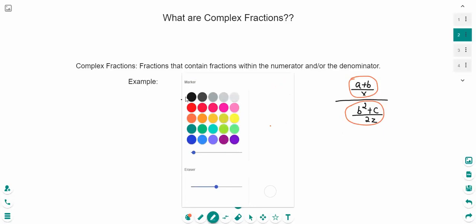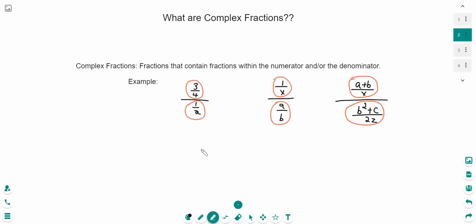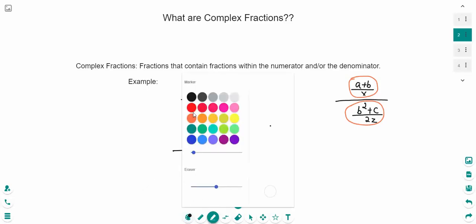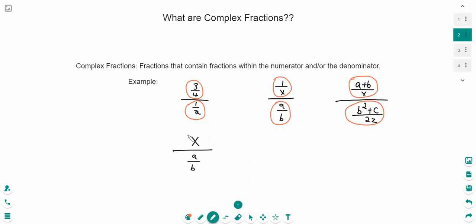All right. Now, I could throw a couple more examples out here. What if I have x over a over b? This would also be a complex fraction. There is not a fraction in the numerator. It's just an x. But we do have a fraction in the denominator. So that still would constitute a complex fraction. All that's needed is either the numerator or the denominator has a fraction in it. All right, so this would be a complex fraction.